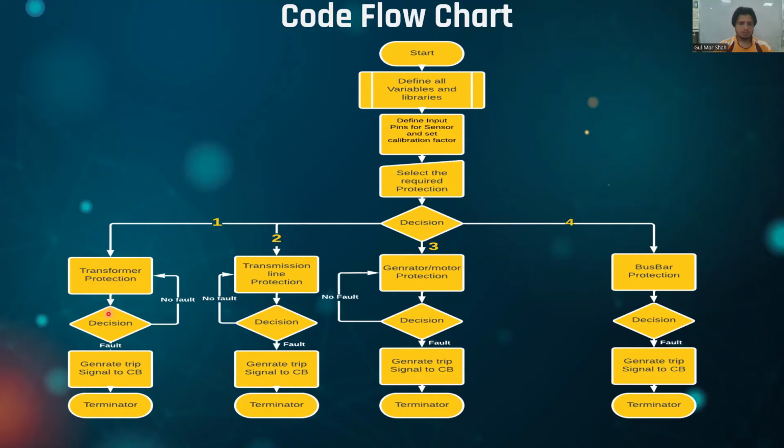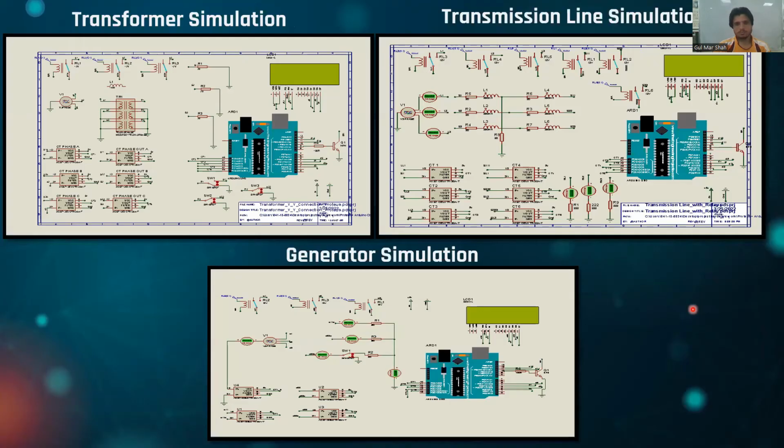If someone enters the transformer protection, then the decision will be taken on the transformer. If there is no fault, then the protection will be continued. If there is a fault, it generates a trip signal to the CB and the system will be terminated. In the same way, these all are.